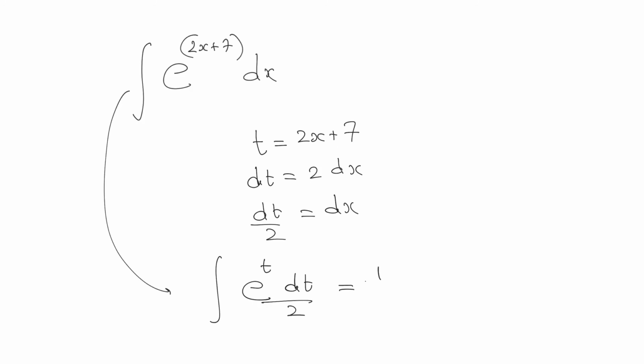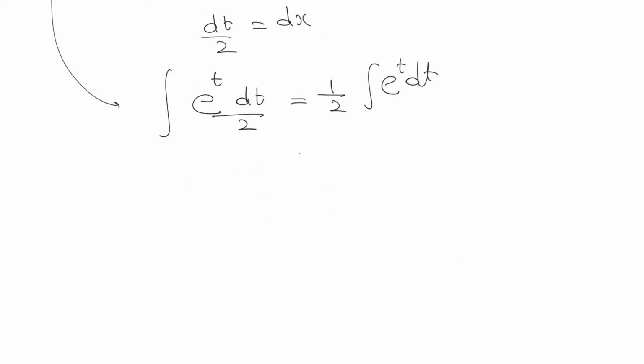So you can write this will be equal to 1 by 2 into integration of e raised to t dt. We know that integration of e raised to t dt is nothing but e raised to t. So we can write this is equal to 1 by 2 into e raised to t plus constant of integration c. So the final answer will be equal to half into e raised to t, where t is taken as nothing but 2x plus 7, plus constant of integration c.